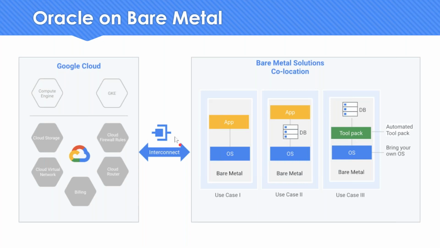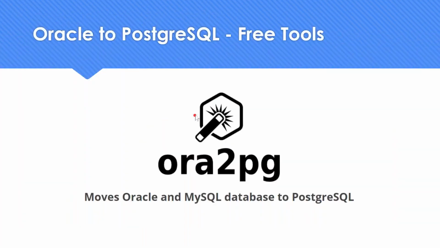This is the first option, folks. Oracle on bare metal. The second option which you can do is you have lots of free tools available in the market. Ora2Pg. If you just search, you will get it. It's a free tool. I'm not sure whether it's open source. It's a free tool at least. You install this. What you can do is basically migrate all your Oracle details, the schema, tables, all those things into Postgres. What I have seen in my experience, Oracle to Postgres migration works very well.